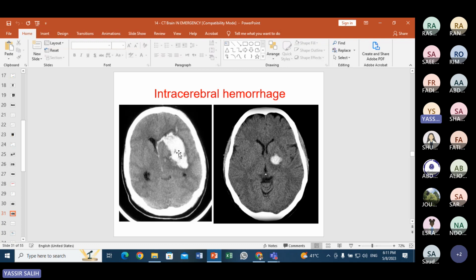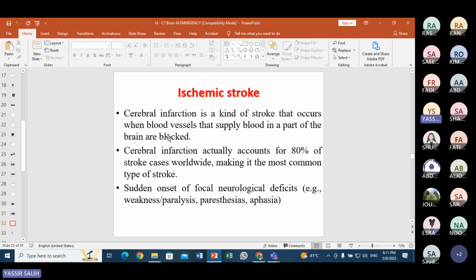Also, this is an intracerebral hemorrhage with extension to the right anterior horn of the right ventricle. There is extension of this blood into the ventricle. So this is intracerebral hemorrhage with extension into the lateral ventricle.